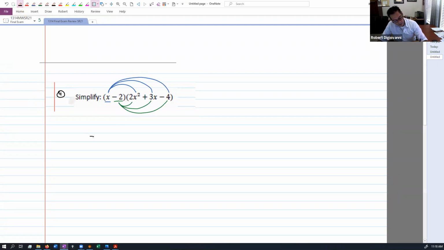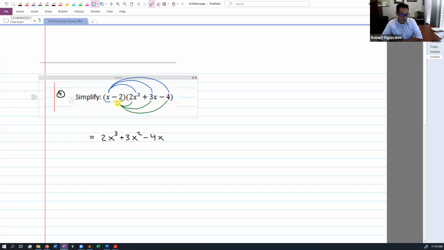So this should be equal to, let's do the first one. X times 2x squared gives me 2x cubed. X times positive 3x gives me positive 3x squared. And then x times -4 gives me -4x. So that's the first multiplication of the blue little curves here.